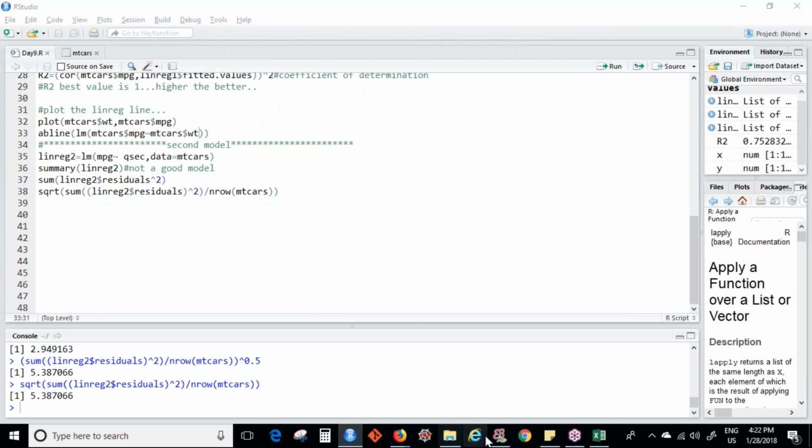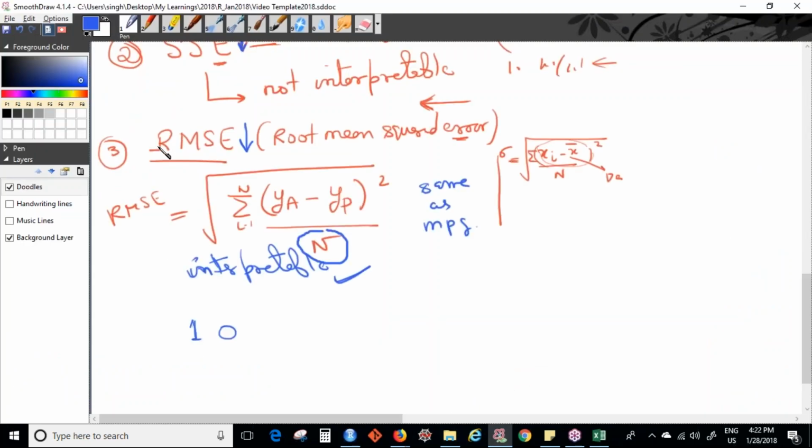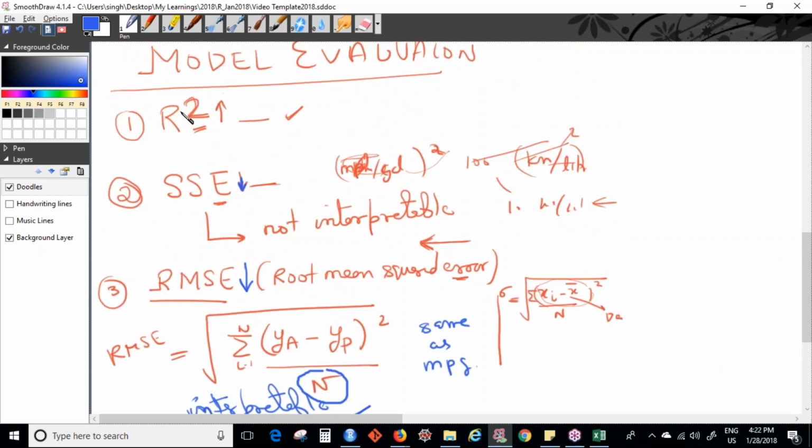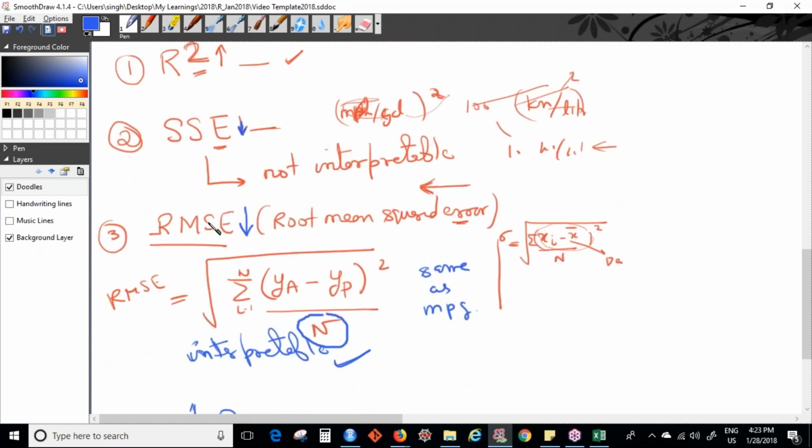Now let's come back here. We discussed what is R square. It is the accuracy parameter, higher the better. We saw what is sum of squared error. It is the error parameter, lower the better. Now SSE has a disadvantage that the units are not interpretable. It is very difficult if you tell somebody that my sum of squared error is some particular number, for that person to interpret and understand. So we have RMSE, which has the same unit as the dependent variable.